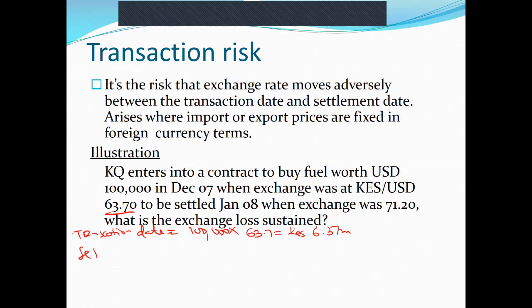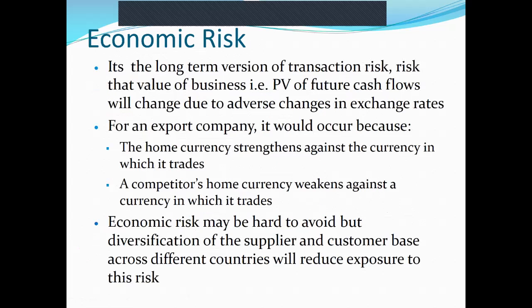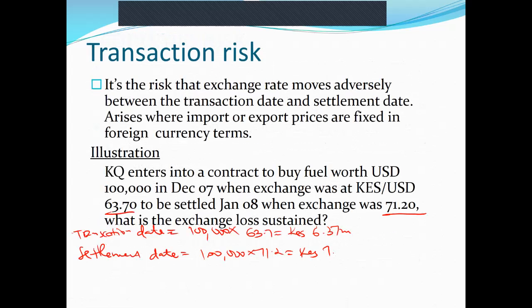The time you're making the settlement, that is the settlement date, the amount is the same, 100,000, but the rate has increased. The cash has become weaker, so it is now 1.2 times. Therefore, the payment you meant to make in cash is equal to 7.12 million. Therefore, here you made a loss.